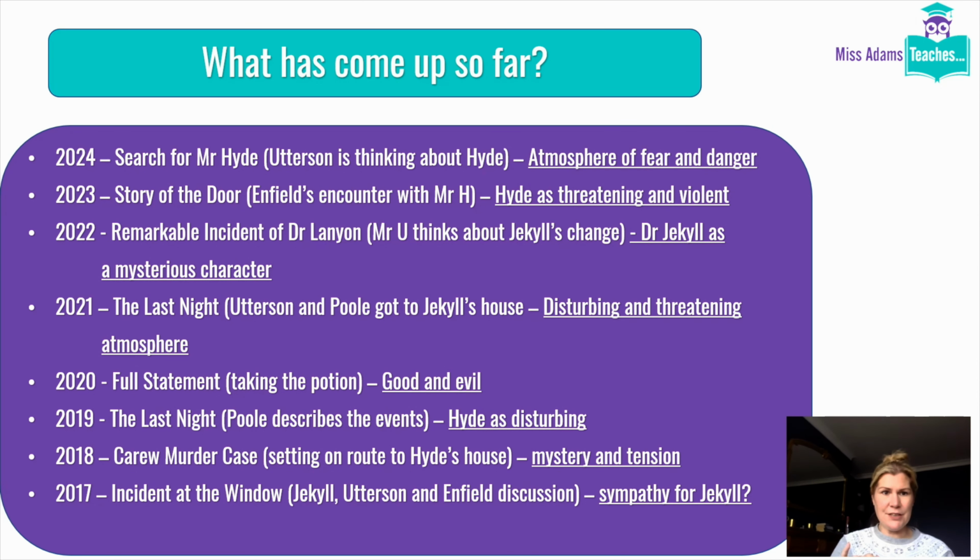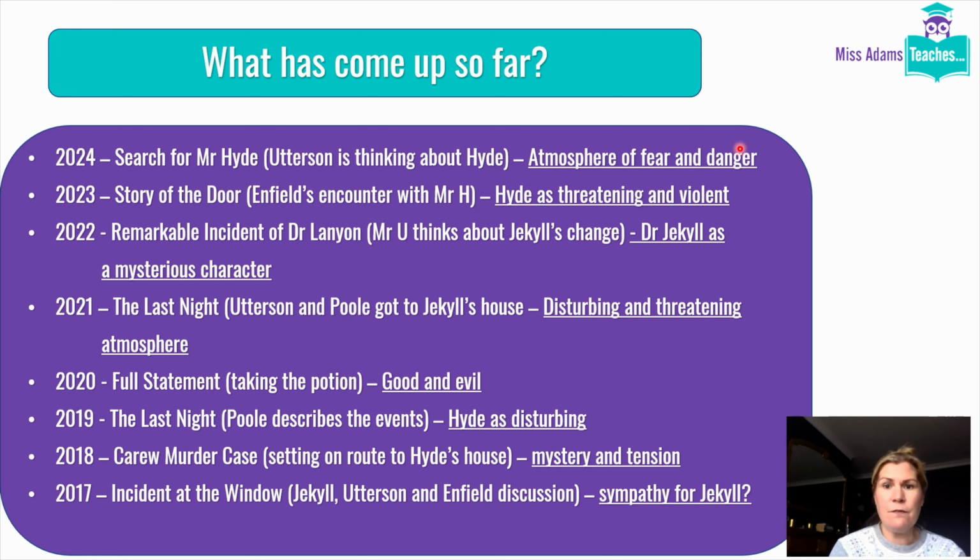Okay, so last year came from chapter 2, Search for Mr. Hyde, and it was Utterson thinking. So it was Utterson sort of thinking about Mr. Hyde in that sort of arena. And it was another atmosphere question, atmosphere of fear and danger, which is interesting because it's not been that long since you had disturbing and threatening atmosphere, which is pretty much the same, which tells us that AQA are not frightened of repeating themselves. And it's always worth bearing that in mind. It's part of their duty to be unpredictable.